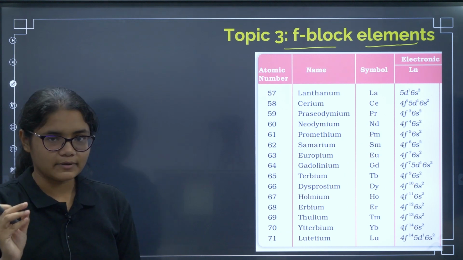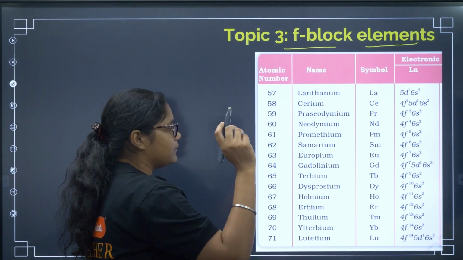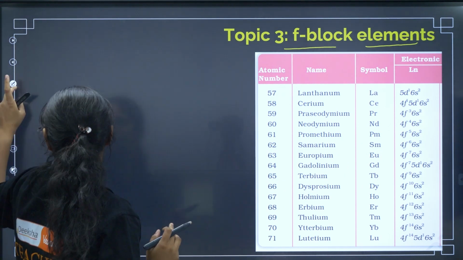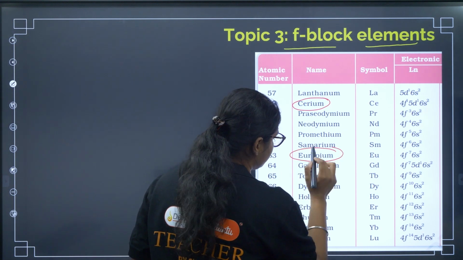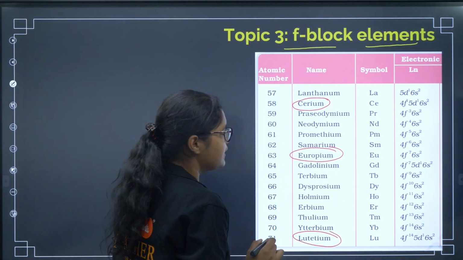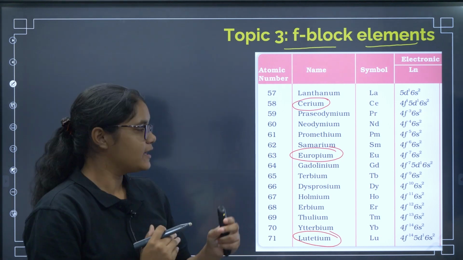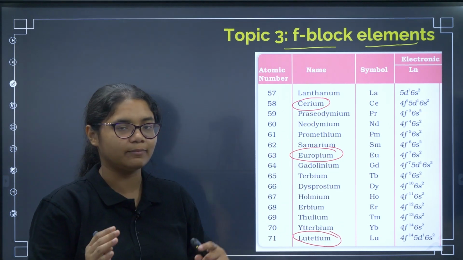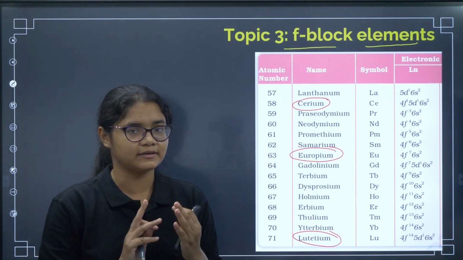Here you have to remember all the elements, their atomic numbers. You have to remember the electronic configuration of certain elements which you cannot skip: cerium, europium and lutetium. I recommend that you do all the electronic configurations, but these three are mandatory. Okay, you cannot skip the electronic configuration of these three elements.